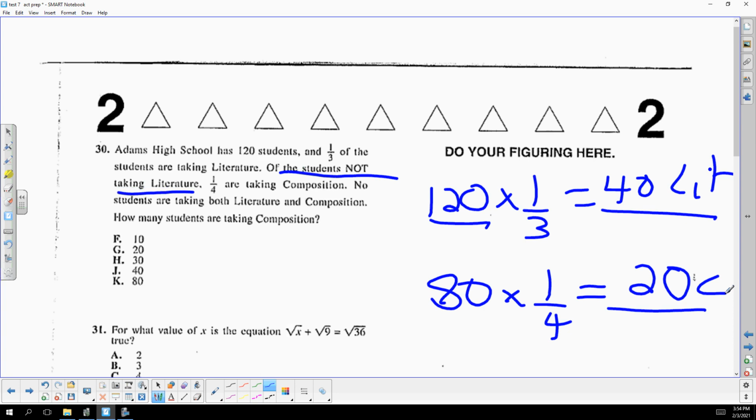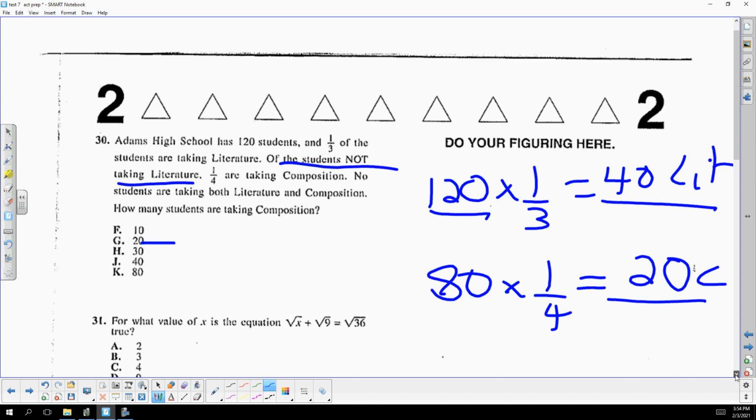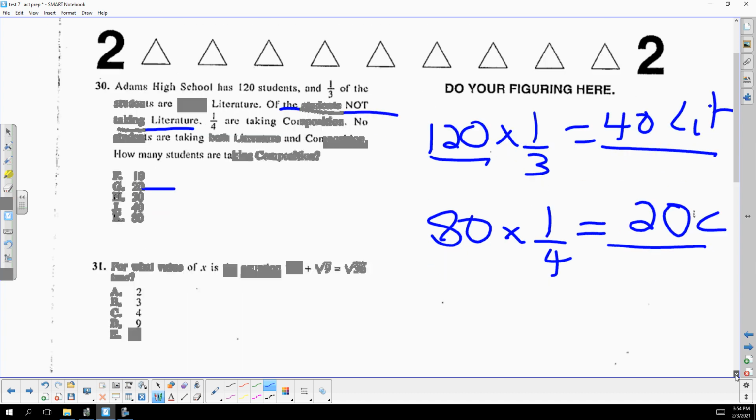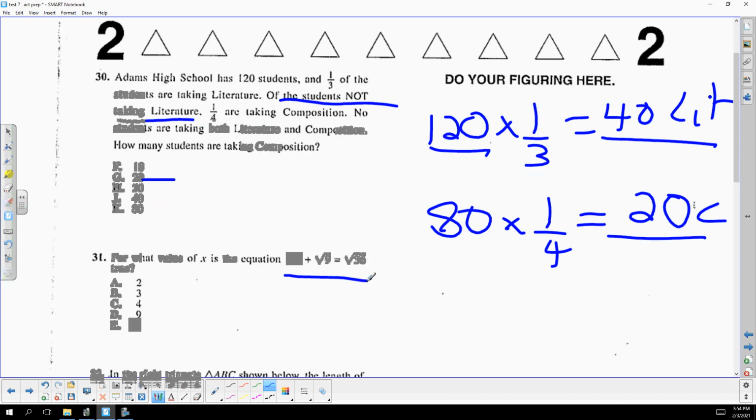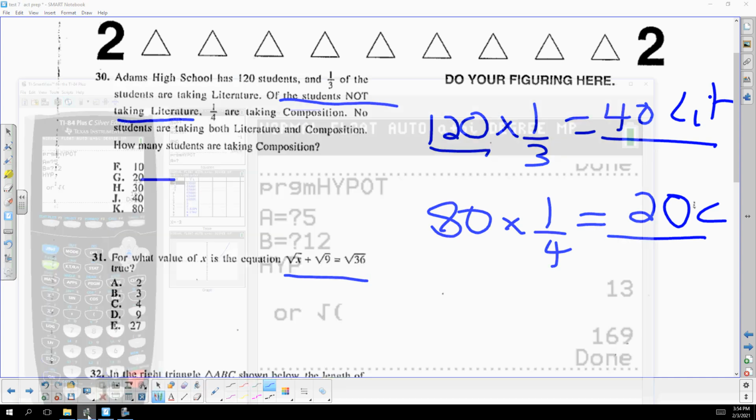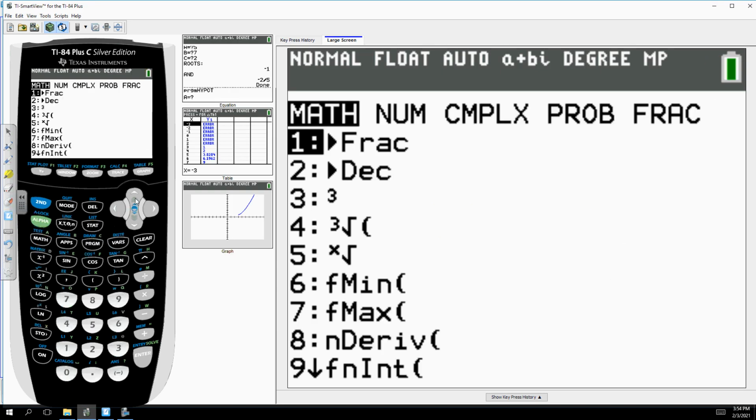So the answer is 20, 1/4 of the knots. I'll be honest with you, this kind of makes me mad. I go straight to equation solve.